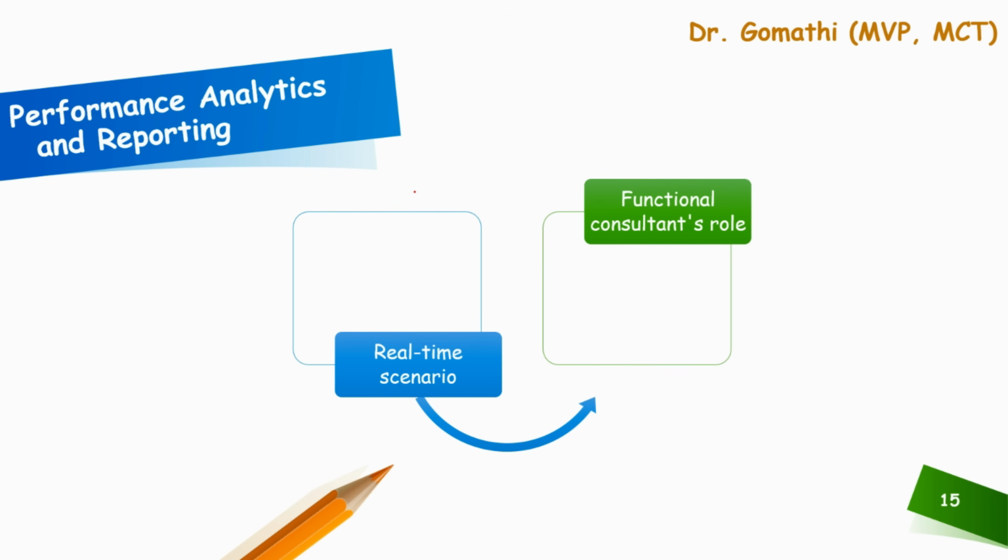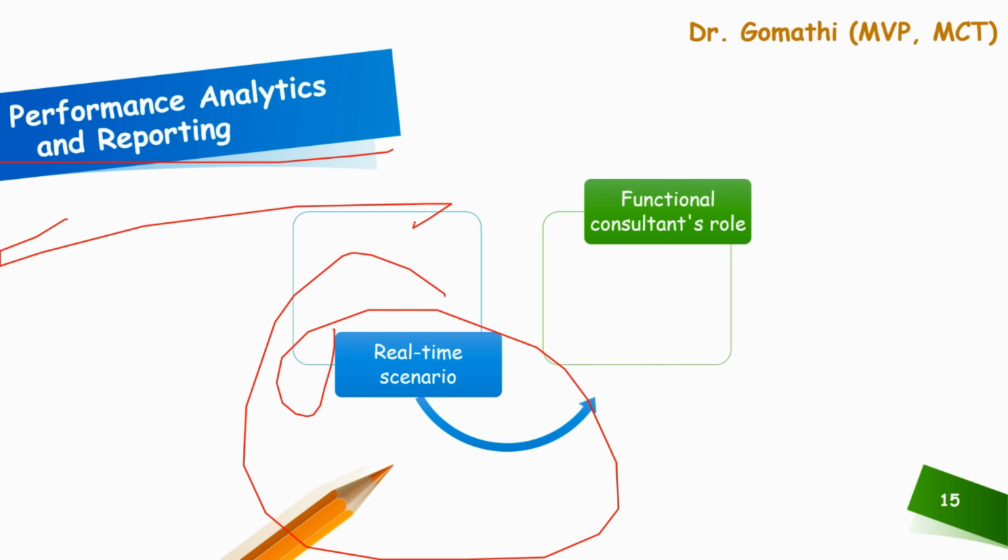And finally comes performance and analytics reporting. That is, a smartphone company reviews its supply chain performance to identify areas of improvement in efficiency and cost reduction. So you have to find where you have to improve the efficiency and how you can reduce the cost, everything. So as a functional consultant, you have to generate supply chain performance reports, analyze KPIs related to order processing, inventory turnover, delivery accuracy, and collaborate with cross-functional teams to implement process enhancements.